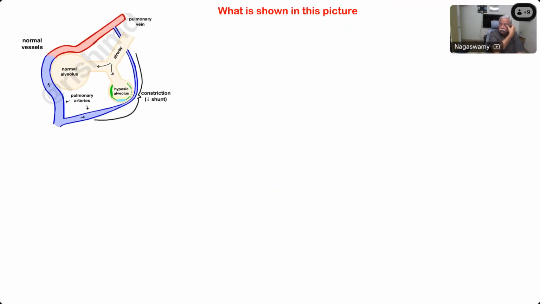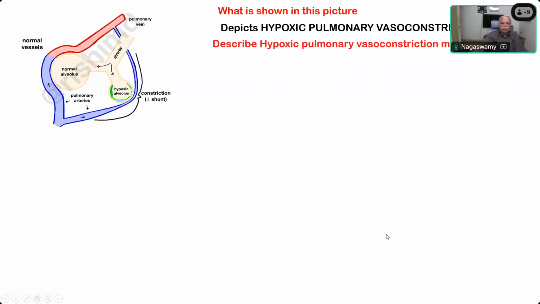What is shown in this picture? Hypoxic pulmonary vasoconstriction. You can see the vessel is constricted. And this is the hypoxic alveolus. So it is self-explanatory. Describe hypoxic pulmonary vasoconstriction. What is the definition?